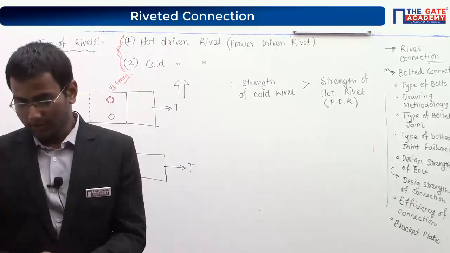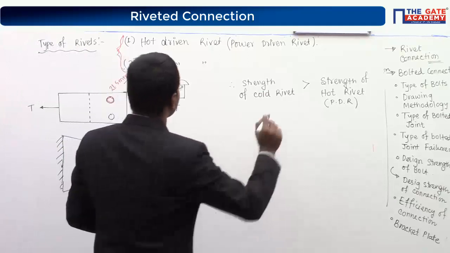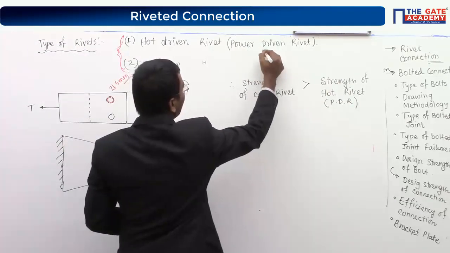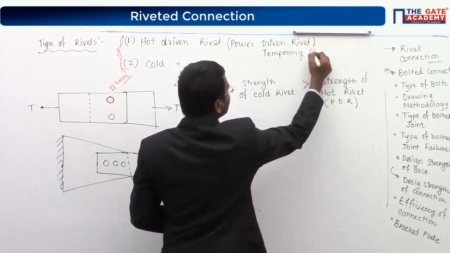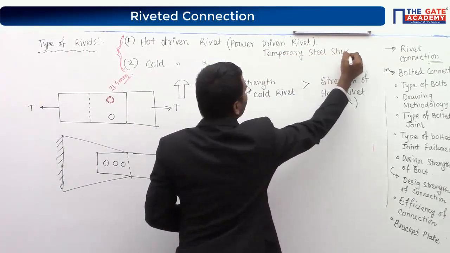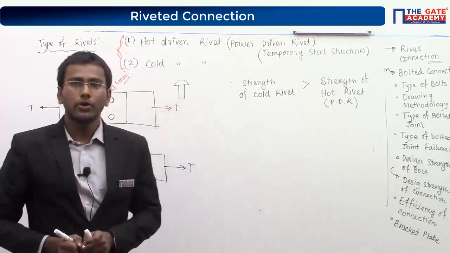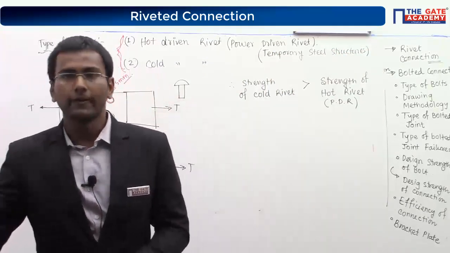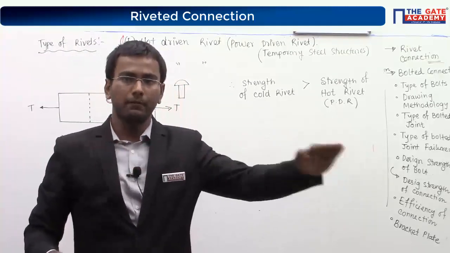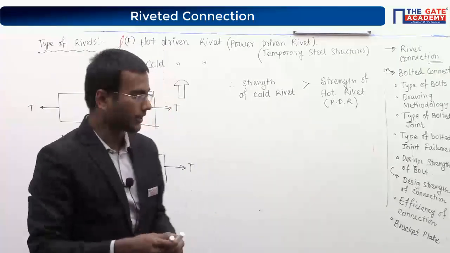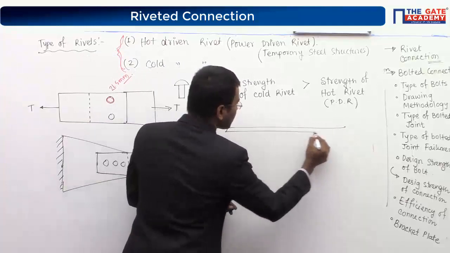Now, this hot riveting is done for temporary steel structures. Sir, what is an example of temporary steel structures? Temporary steel structures are like, if I say, sir, I want to make a huge pre-stressed bridge. I have to make a huge, long pre-stressed bridge.